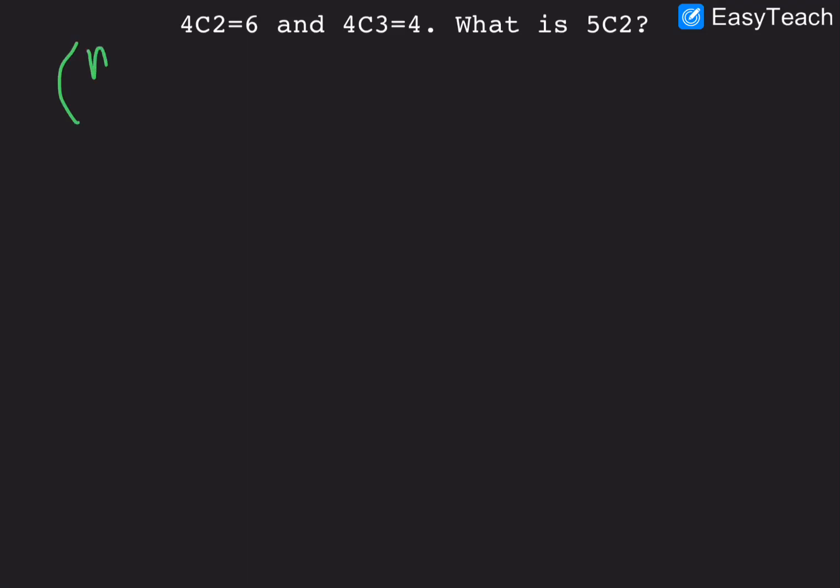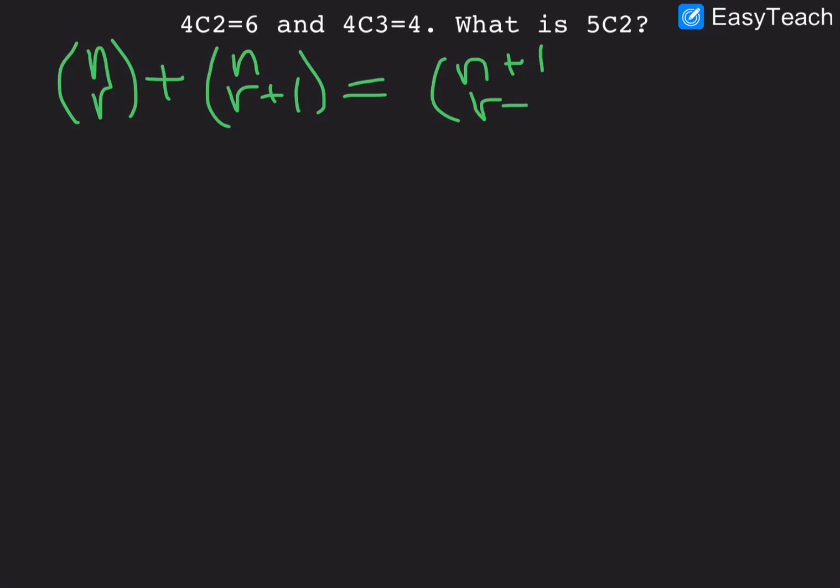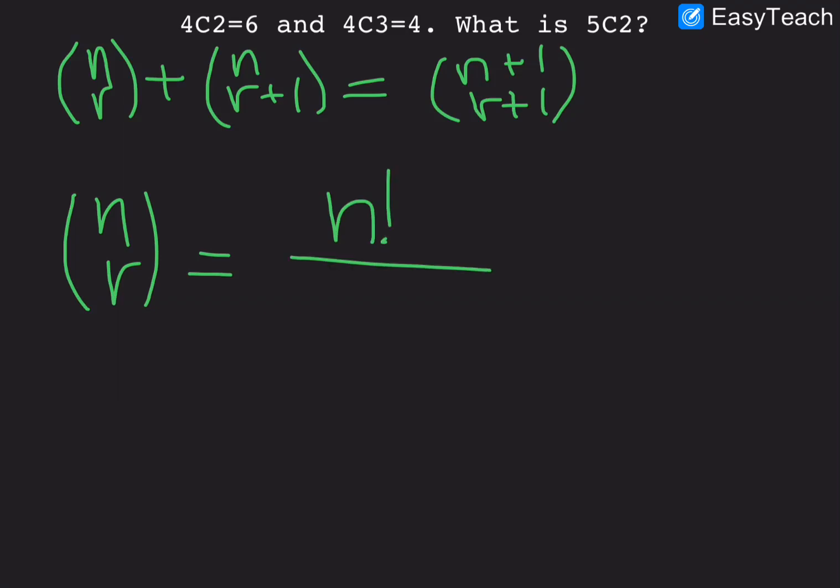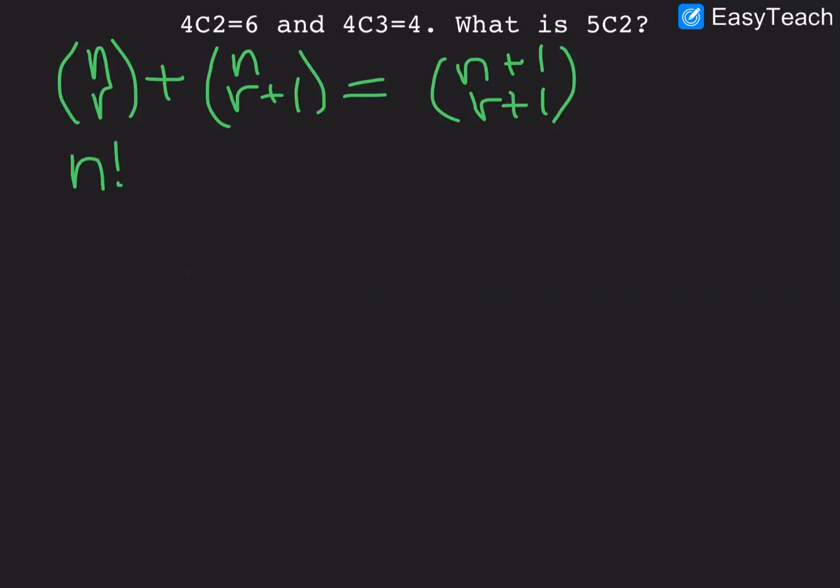Basically, n choose r plus n choose r plus 1 is equal to n plus 1 choose r plus 1. And as a reminder, n choose r is just equal to n factorial over n minus r factorial times r factorial. So let's write each of these terms in terms of factorial. So that's the first one, as we just saw.